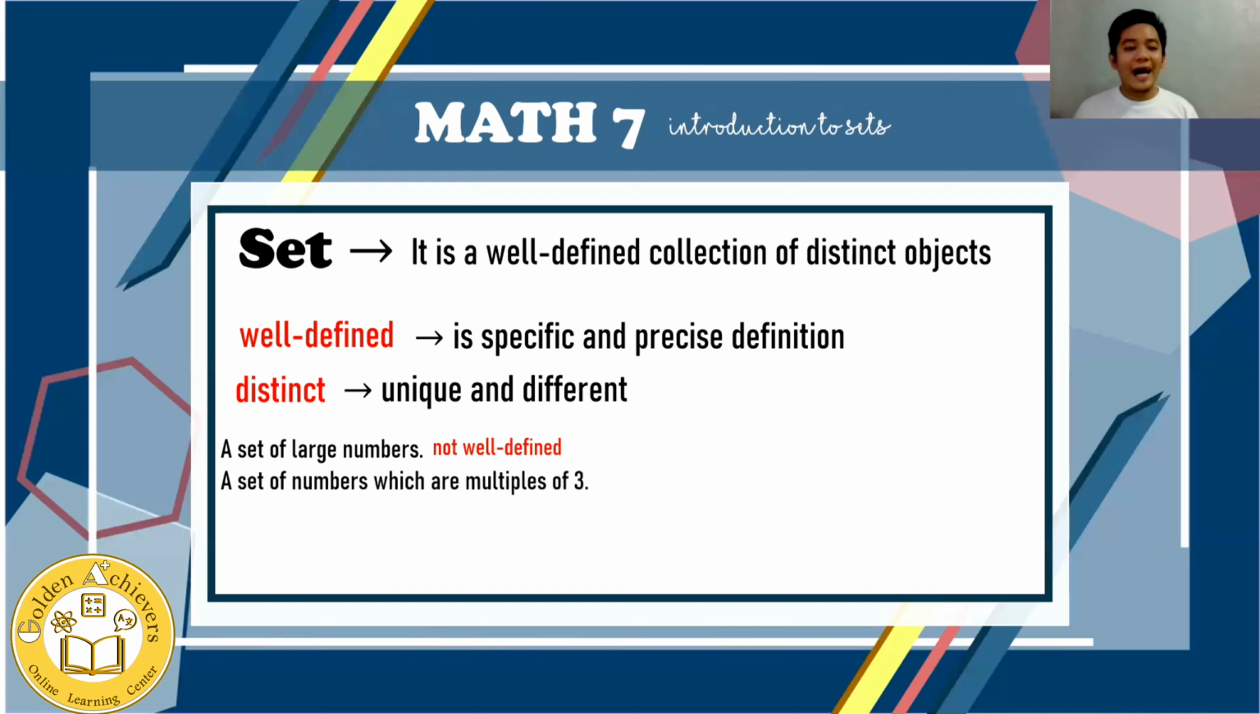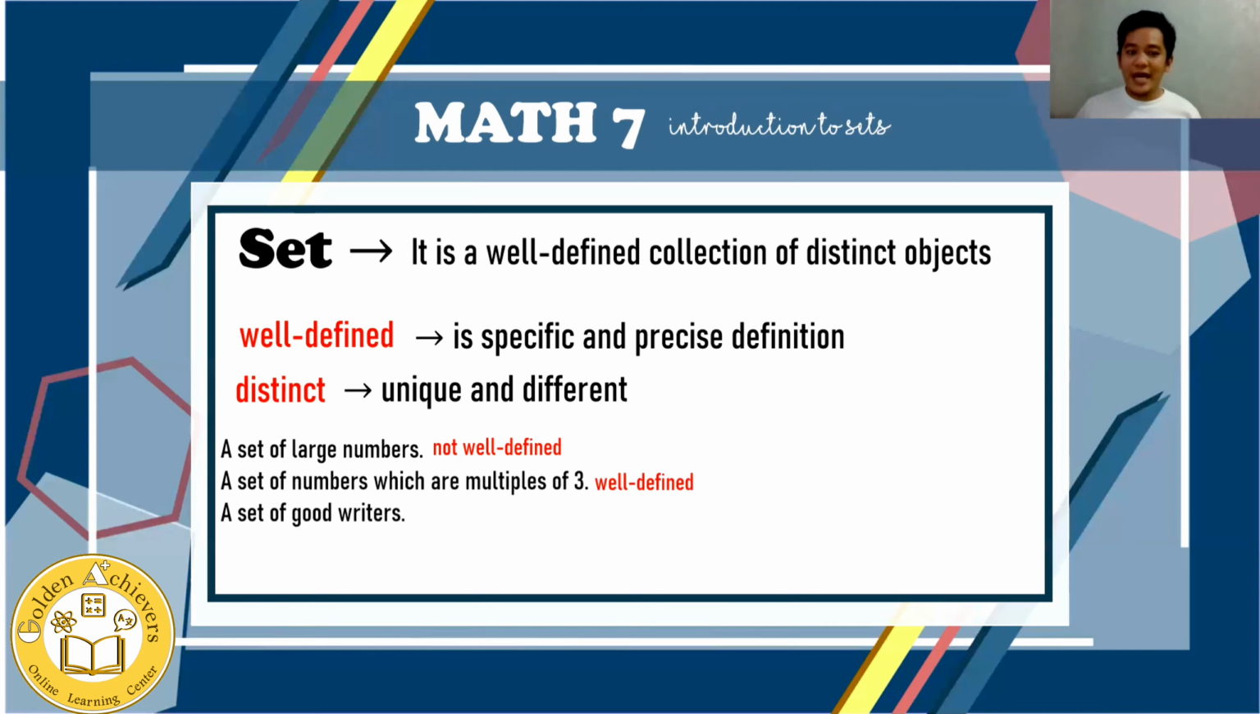Next one, a set of numbers which are multiples of 3. Do you think this is well-defined? Yes. Why? Because it is very specific that the numbers that belong to this set would be the only numbers which are multiples of 3. So we cannot say that 2 is included here because 2 is not a multiple of 3. But we can say 6, 12, 15, 9, and so on are multiples of 3. Since we can easily identify the members of this set, we can say that this is a well-defined set.